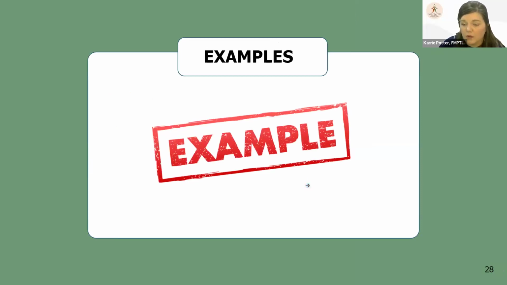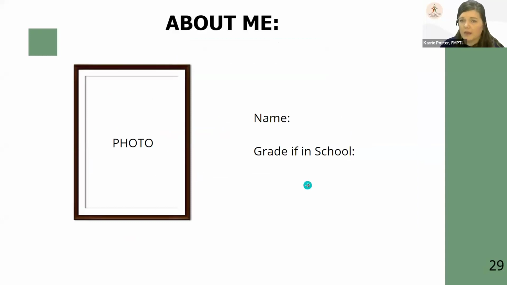Okay, so we wanted to go through some different examples. These are just some different examples of ways you can set up portfolios. Again, they're just examples. You can be creative with it. There's no real right or wrong answer for how to set these up. You can think of a catchy title.